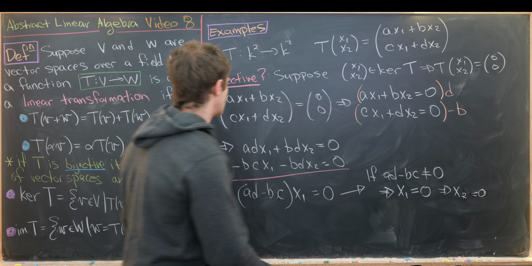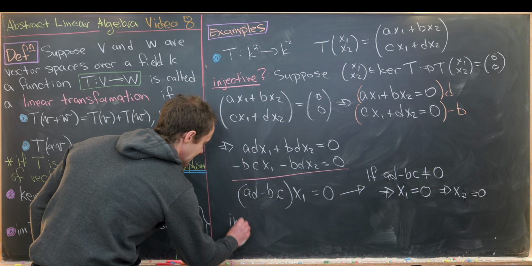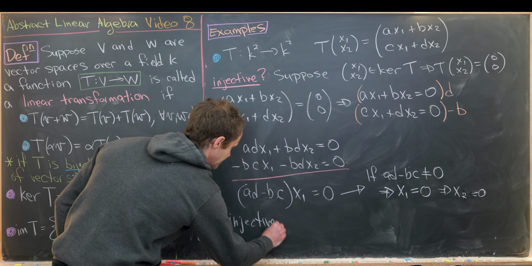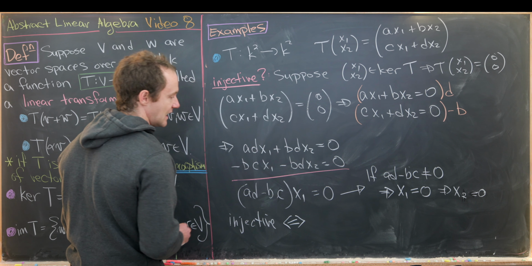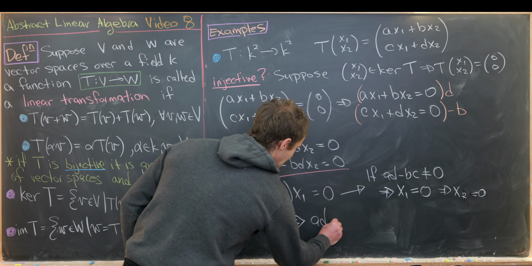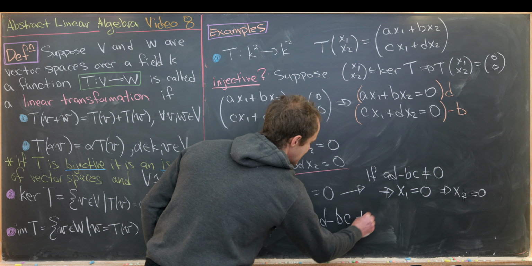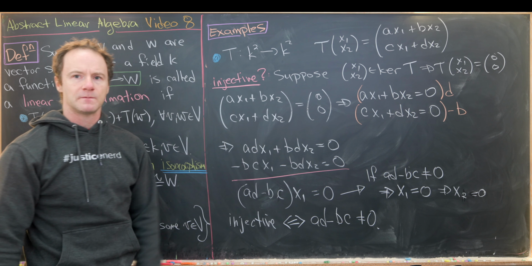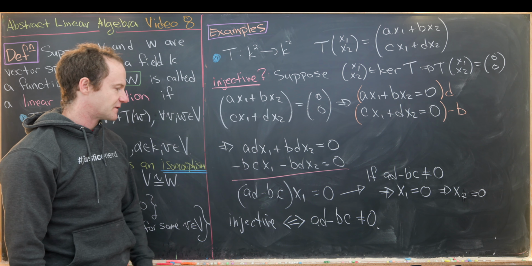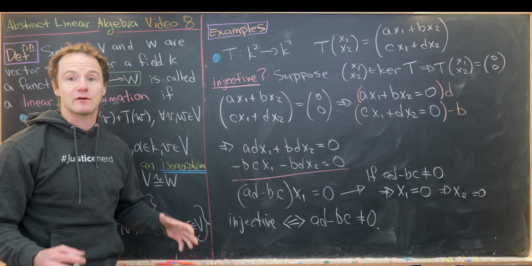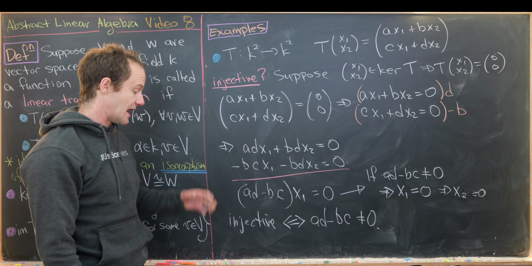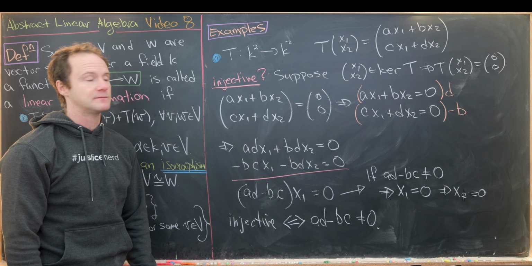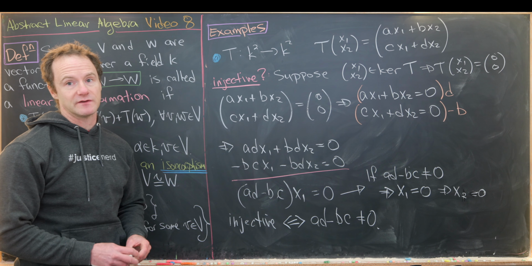So what we've just proven here is that this transformation is injective if and only if ad - bc is not equal to 0. This kind of linear transformation and this kind of condition is something that we'll expand on a lot as we move through this material. Okay, let's do another couple of examples.